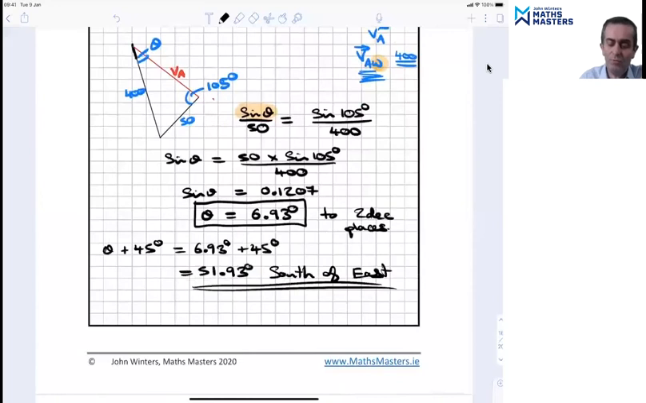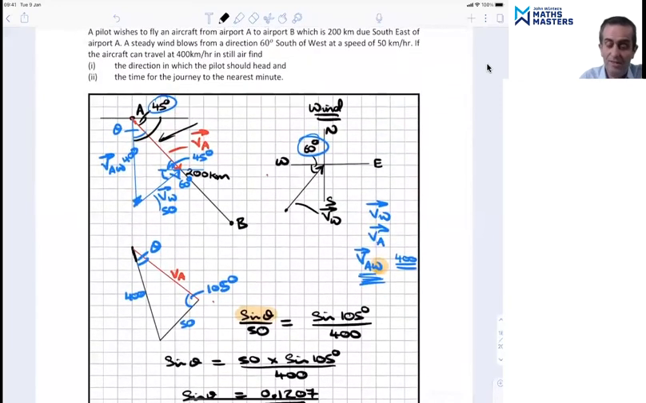Okay, so that's part 1 completely sorted. The direction in which the pilot should head, done. Now we need to know the time for the journey. What we do know is that these two airports are 200 kilometers apart. Well, what I need to know is the actual speed of the aircraft, the resultant actual speed of the aircraft, in other words, VA, so that I can use the fact that time equals distance over speed to calculate the time for the journey.